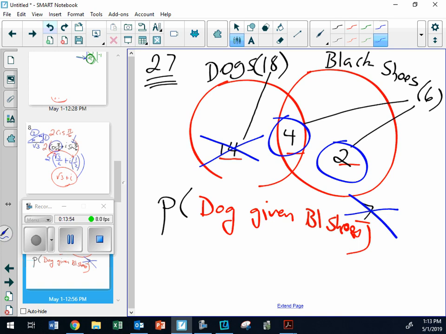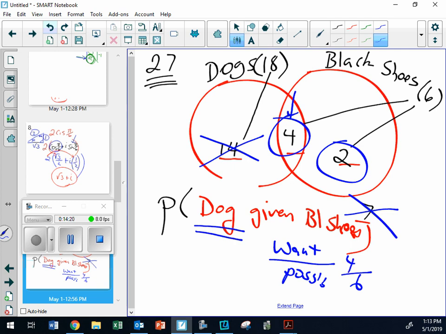So now your answer obviously better be either 2 out of 6, or 4 out of 6. Or I guess it could be 6 out of 6. What do you think the answer is? What did we want? We wanted dog, and it's always what you want over what's possible. What's possible was 6 things. What do we want? We wanted dog, and these are the only ones that have dogs. 4 out of 6, which does reduce to 2 out of 3. Raise your hand if you had that one right. Okay. Any questions?